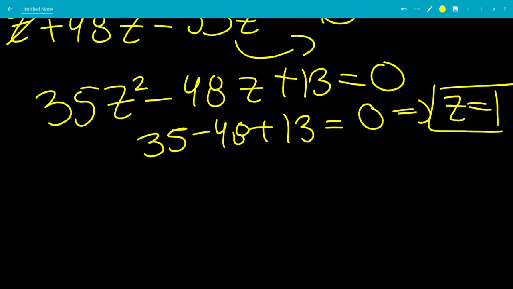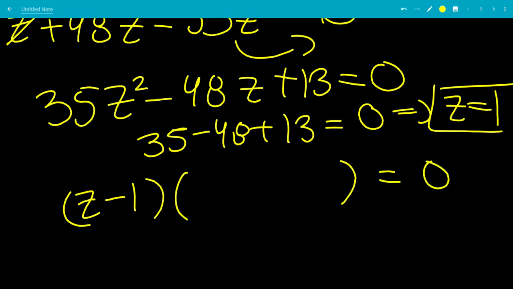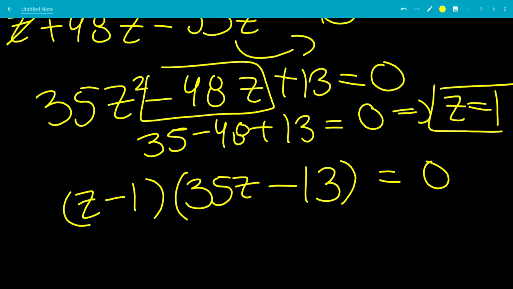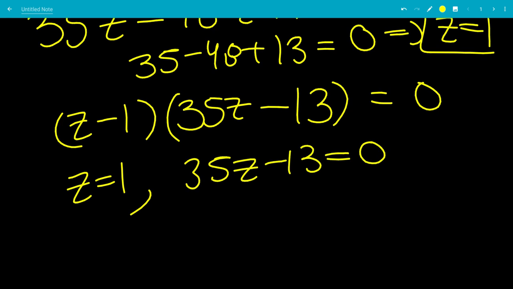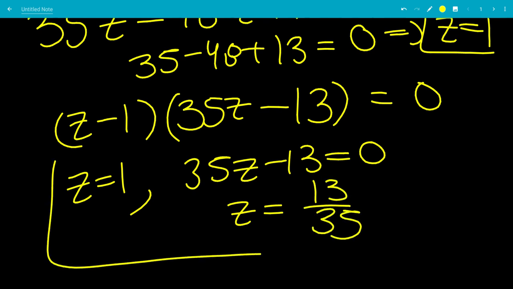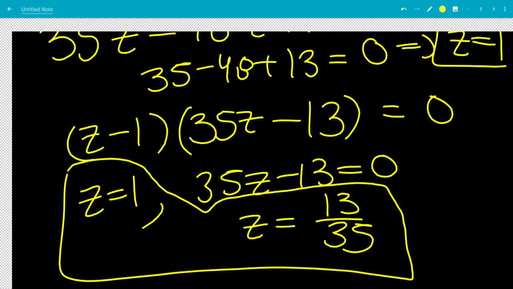So we can factor that out, so that'd be z minus 1 times something. We want 35z squared, so we're missing 35z, since 35z times z is 35z squared, and then we want plus 13, so minus 1 times what is plus 13? That would be minus 13. And then you can check that this will give us minus 48z in the middle, so that's good. So that means that z equals 1, as we said, and 35z minus 13 equals 0. Moving it to the other side, z is 13 over 35. So those are the two solutions we have for z.